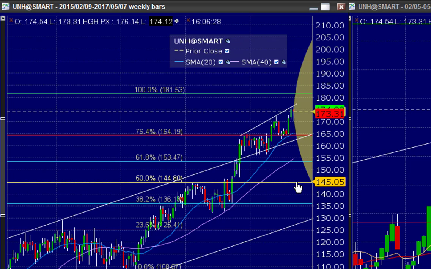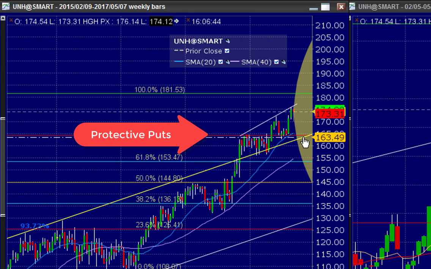And if it peaks below the 145, then I would expect it to move down to 136. So this information here suggests to me that I would stay out of this stock long, or if I'm currently long, I'd like to push up my protective puts up into the 163, 164 area.